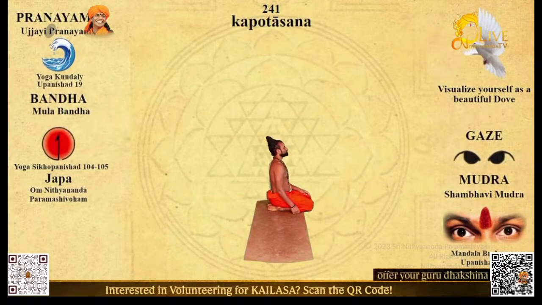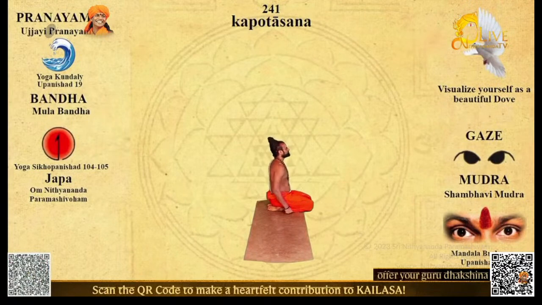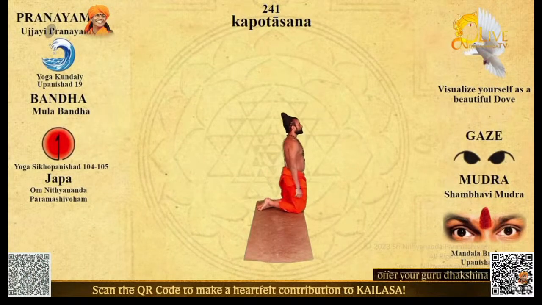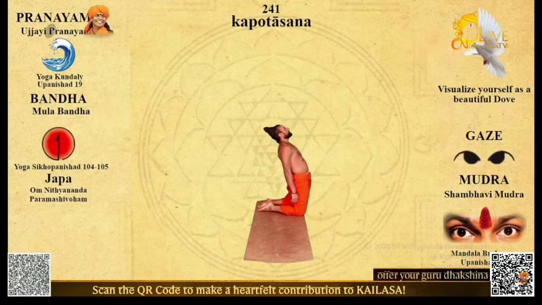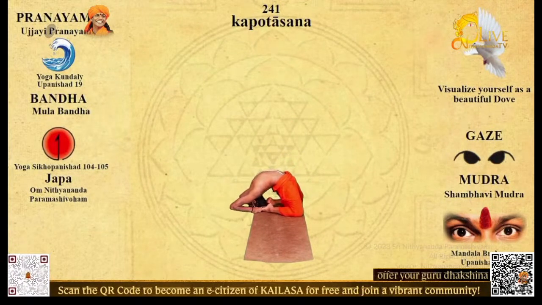Next up is Kapotasana. From Viratasana, raise your hips higher, bring your forearms on the mat behind and hold the back of your heels. As you bring your head in between the feet if you can, lean backwards as far as you can as you visualize yourself as a beautiful dove.